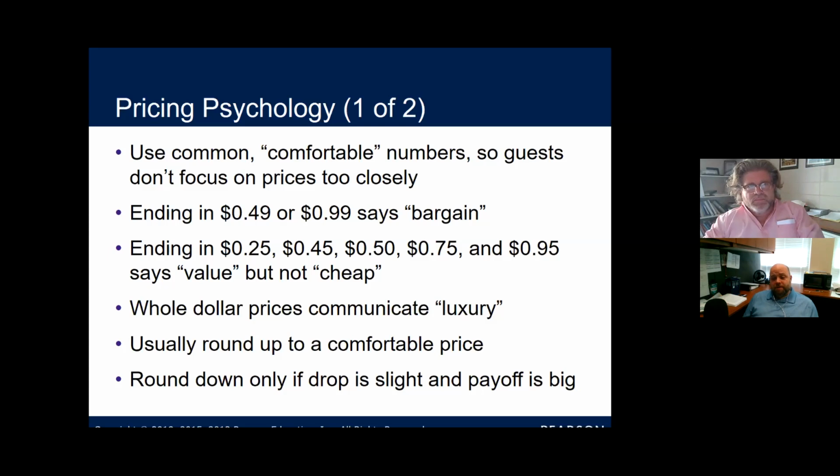And we want to use prices that are familiar to the guests so they don't pay a lot of attention. Yeah, exactly. You want them to just be like, it's not the droid they're looking for. They're just going to go ahead and buy it. It's like, why is this priced at $9.72? Of all the things on the menu you want them looking at, the price is the last thing you want them looking at. Usually we round up to that price that they're comfortable with. So if something comes in at $10.72, we round it up to $10.99.